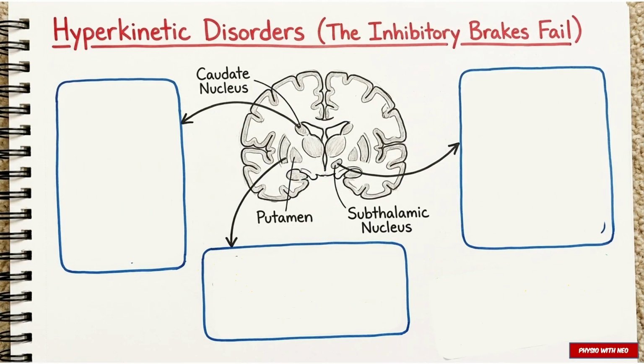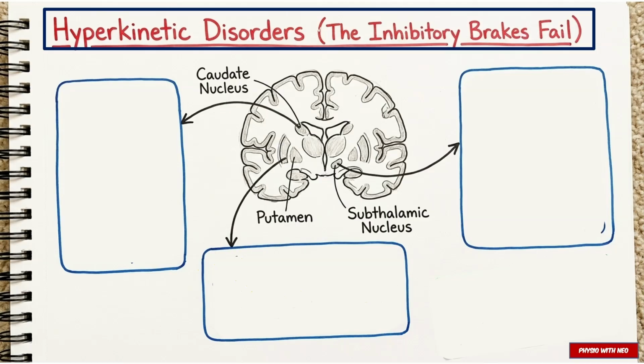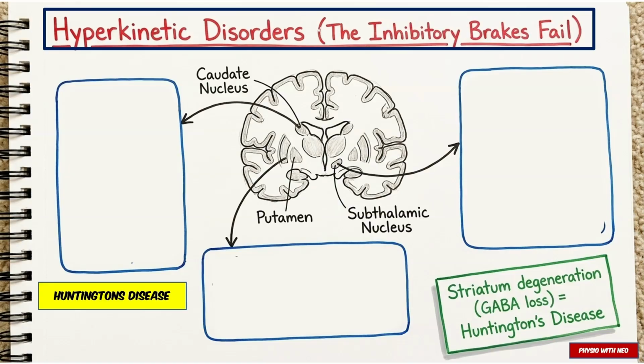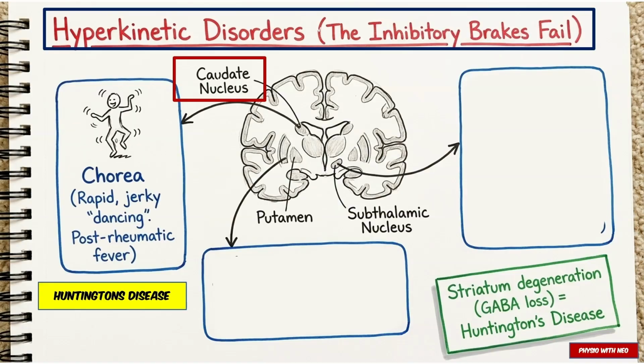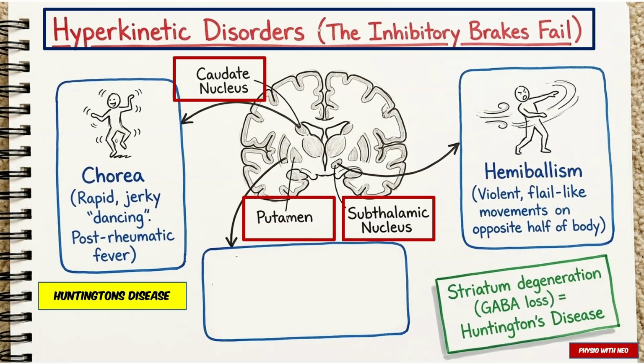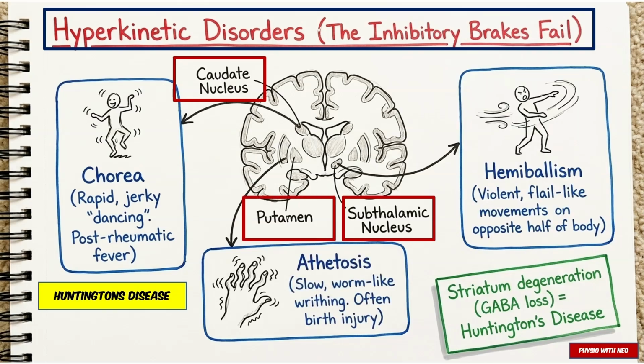When the inhibitory brakes fail, hyperkinetic disorders occur. Remember these associations: Huntington's disease, caudate nucleus degeneration, and chorea. Subthalamic nucleus lesion, hemiballism. Putamen lesion causes athetosis. Think of it this way: too little movement causes Parkinson's disease, whereas too much movement causes hyperkinetic disorders.